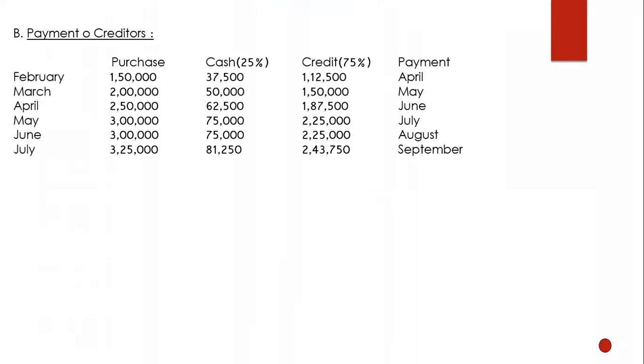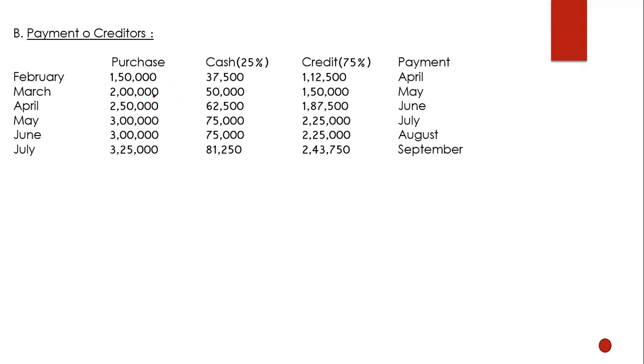Same way we will bifurcate for purchase: February, March, April, May, June, July. Purchase is 1,50,000, 2 lakh, 2,50,000, 3 lakh, 3 lakh, and 3,25,000. Now we will bifurcate it into 25% and 75%. So 25% of 1,50,000 is 37,500. 75% of 1,50,000 is 1,12,500.